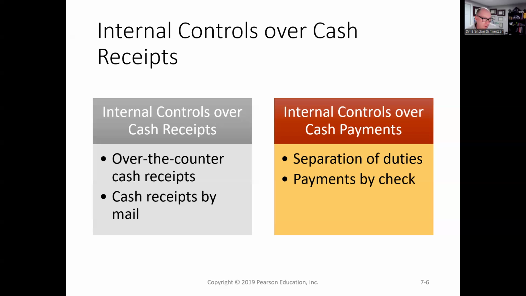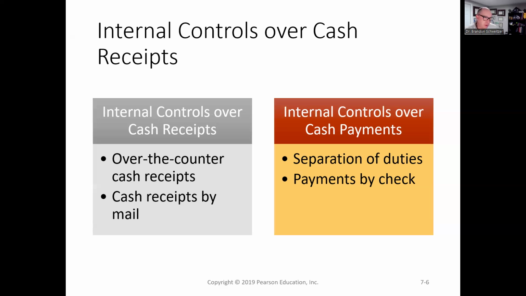So over the counter, we have our cash register that helps us to control the cash that we receive right away. And for the mail, we receive a check in the mail, and that mail goes to the treasurer. Then eventually we deposit it into the bank. So that's the overall process of receiving cash.